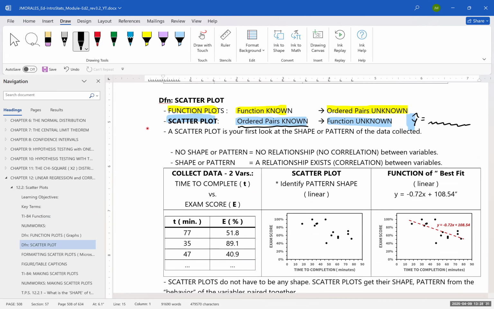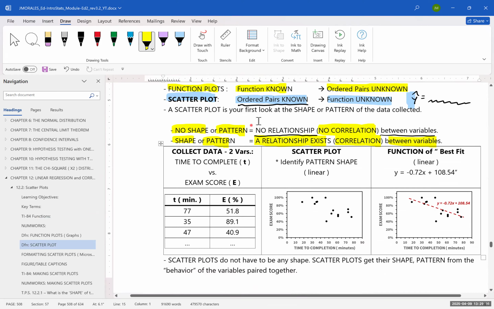So a scatter plot is your first look at the shape or pattern of the data that was collected. If there's no shape or pattern, then that means there is no relationship between the two variables. And how we say that in statistics is we say that there's no correlation. If there is a shape or a pattern, then a relationship exists between the two variables, and we say that there is a correlation between the two variables.